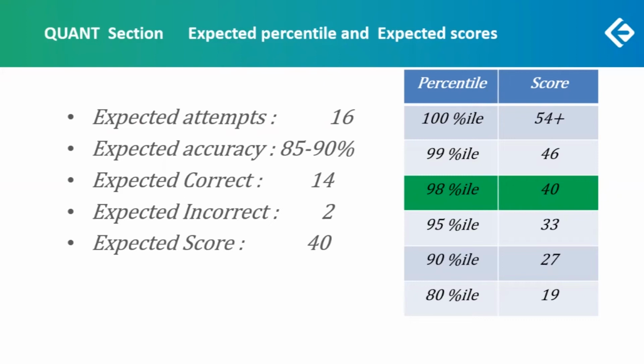For a 100 percentiler, we can see that it needs 18 attempts, 2 more out of those moderate ones. 95 percentile is at 33 marks. So you can have maybe 13 attempts, 1 wrong, or 12 attempts, 1 wrong. Something like 13 attempts with 1 wrong can achieve a 95 percentile.